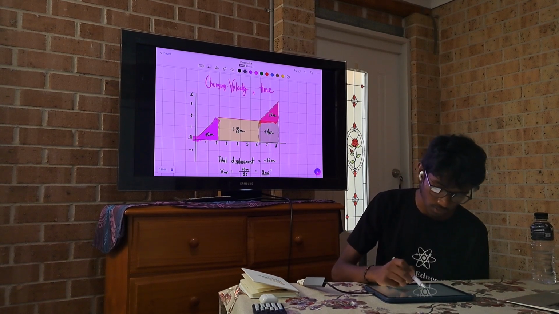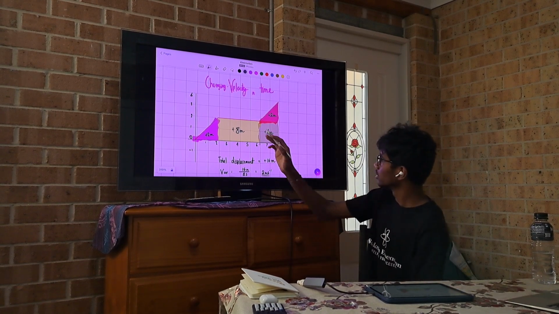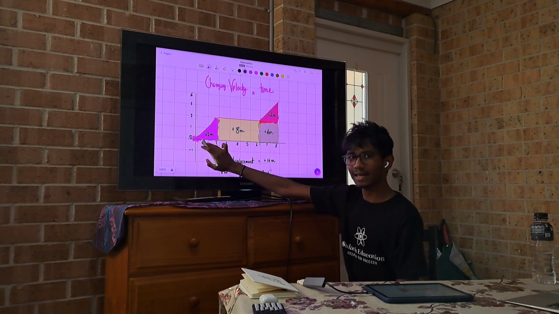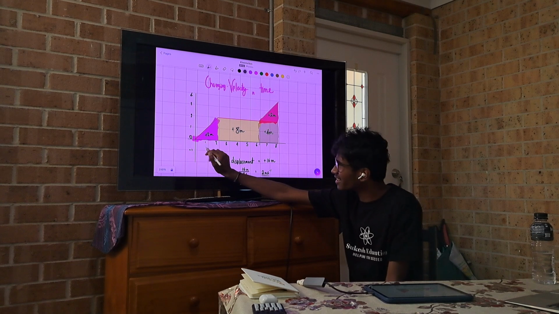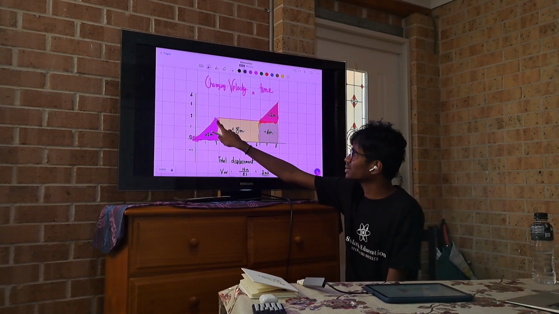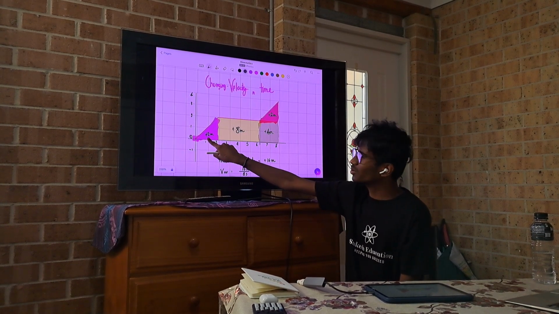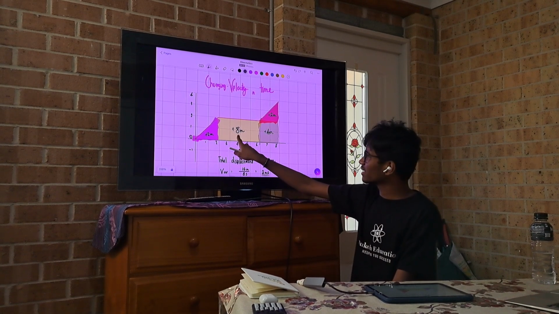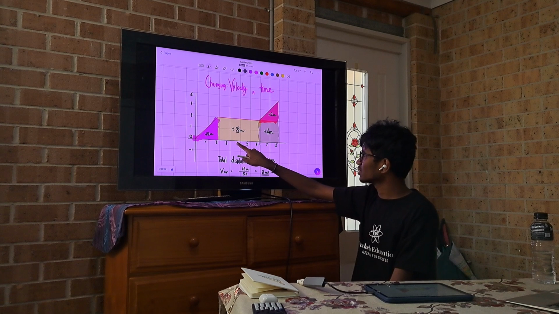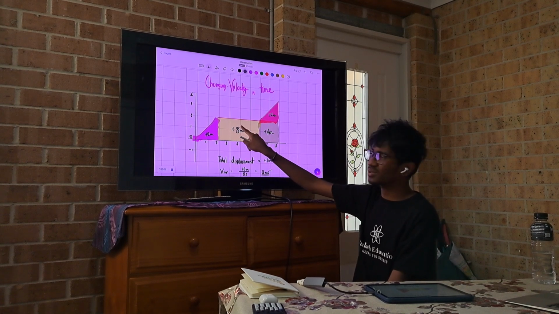Okay, let's talk about this. This is the triangle, right? What do we know? Area of a triangle? Half base times height. Base 2 times 2 is 4, divided by 2, 2 meters. Easy, plus 2 meters. Here, it's 8. Why is it 8? Well, 1, 2, 3, 4. 4 times 2 is 8.